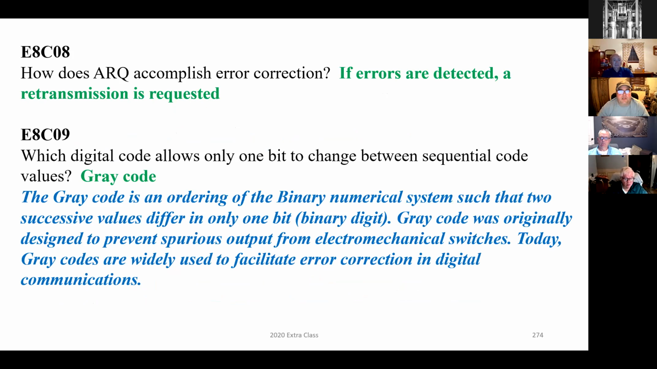How does ARQ accomplish error correction? If errors are detected, a retransmission is requested. Which digital code allows only one bit to change between sequential code values? It can be Gray code.